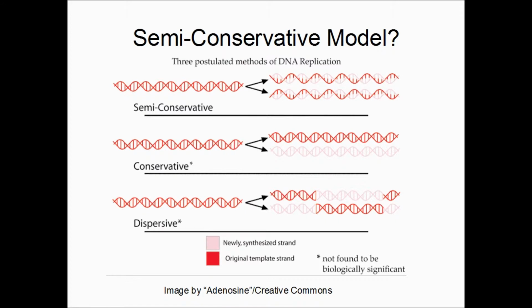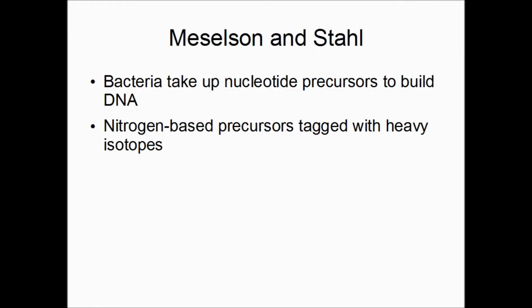Others proposed a dispersive model where bits and pieces of both strands of DNA combined and came together so that you got two jumbles that collectively made identical strands of DNA, but each one had pieces of both sides. Ultimately, it was determined that the semi-conservative model was the correct one, but it took an interesting experiment to make this apparent. Two molecular biologists, Meselson and Stahl, decided to test the semi-conservative model.